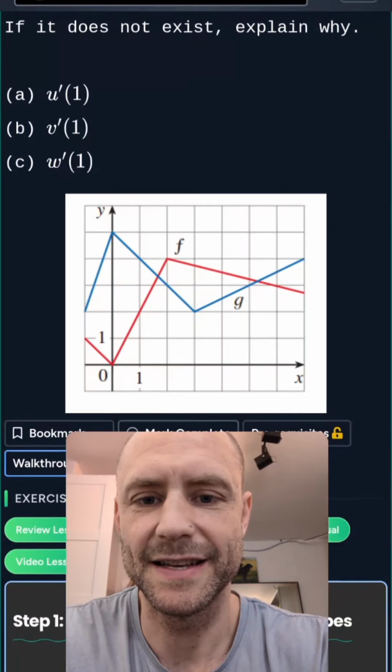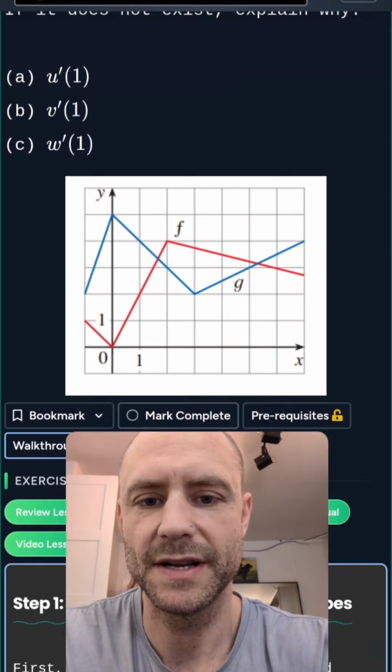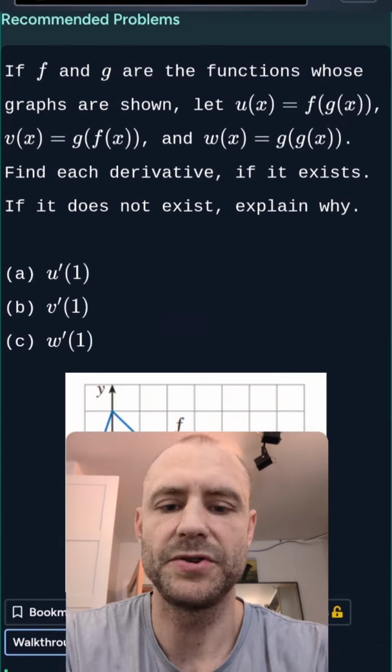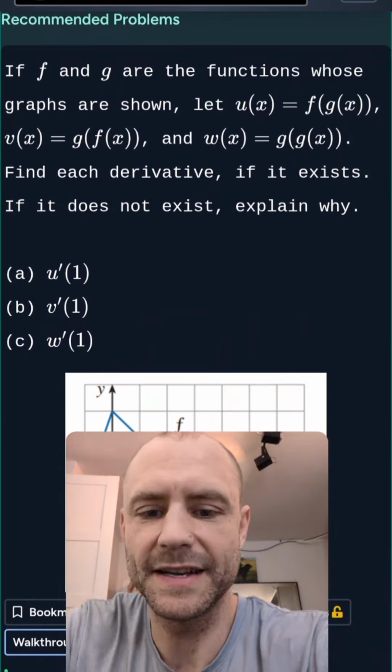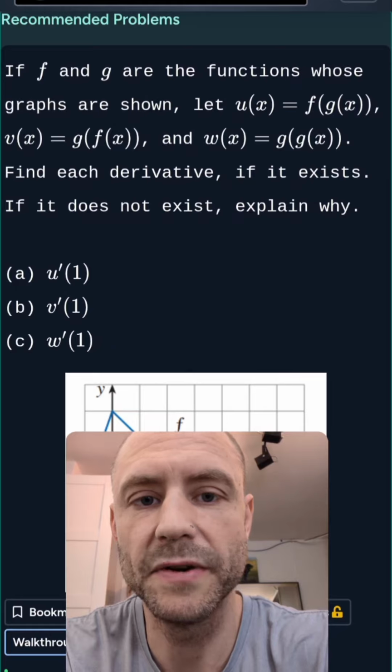All right, taking a look at this image here. Okay, we've got a red f function and then a blue g function here. Cool. So this is about chain rule, taking derivatives. If f and g are functions whose graphs are shown, let u of x be blah.